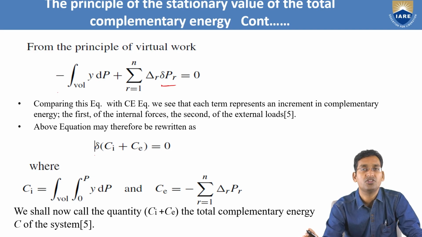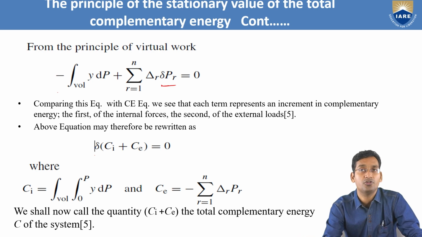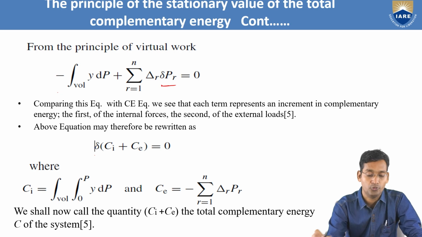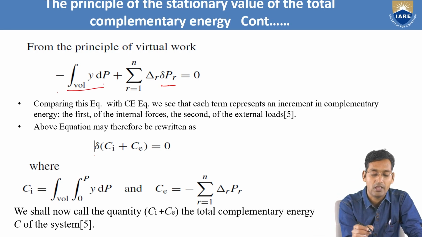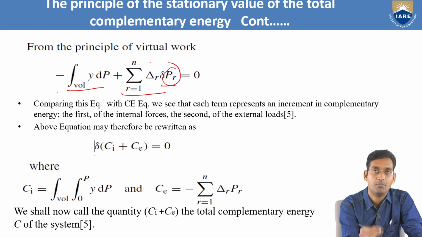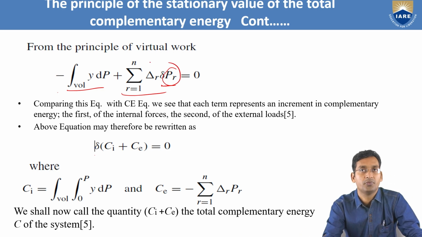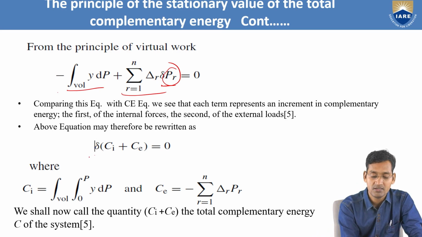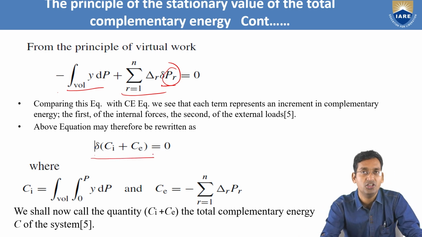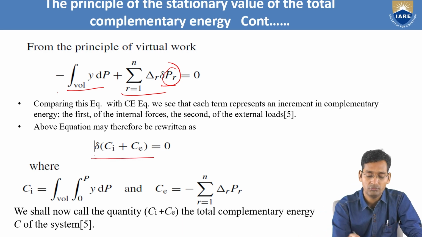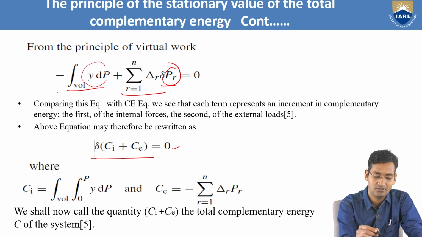Now compare this equation with what? The complementary energy equation. We see that each term represents an increment in complementary energy: the first of the internal forces, the second of the external load. So this is because of the internal force and this is because of the externally applied load. The above equation may therefore be written as delta Ci plus Ce equals 0.